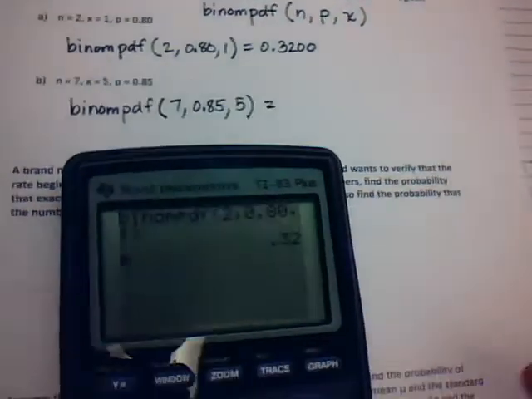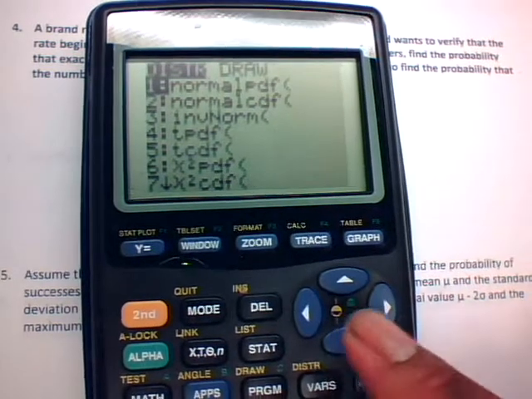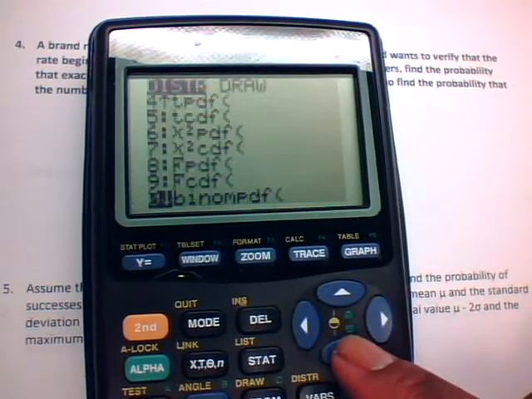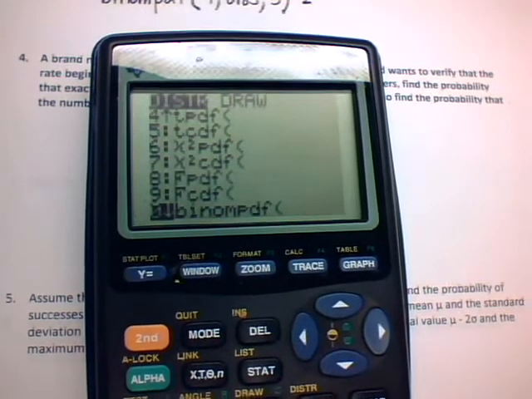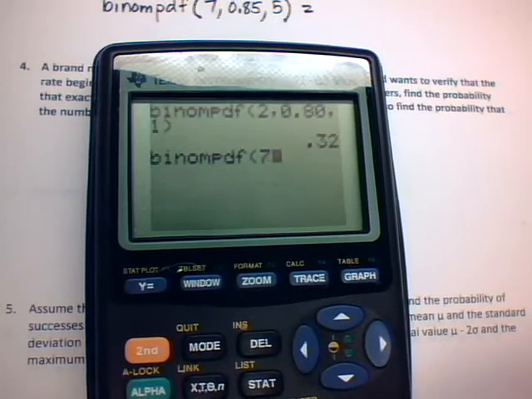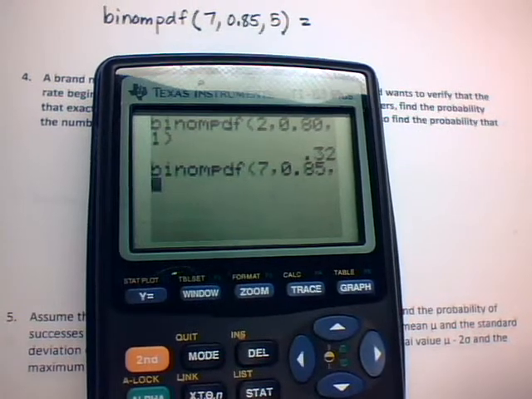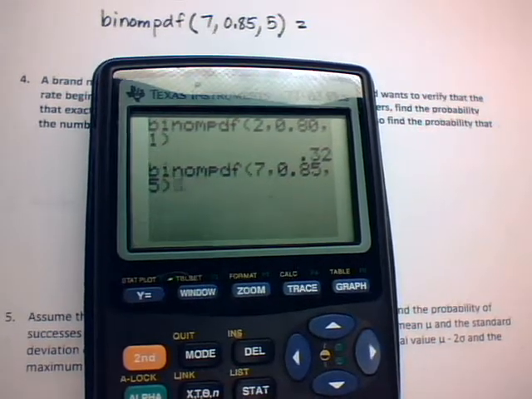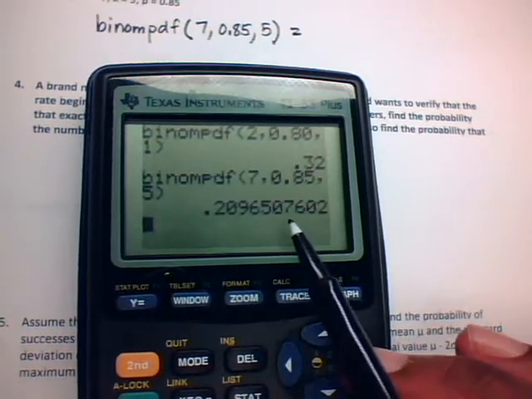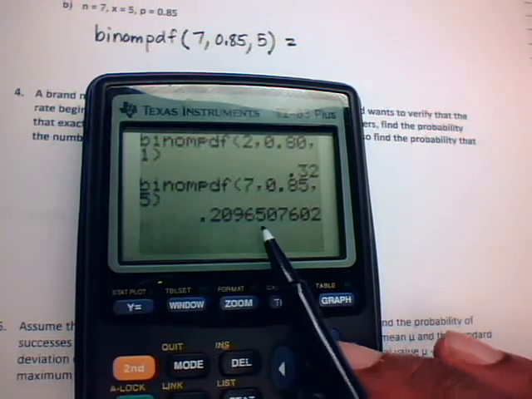Okay, so using a calculator, we press second and vars. Use our down arrow key to find binomial PDF, and then press enter. And then enter the n, which is 7, comma, 0.85, comma, 5. Close the parentheses, and then hit enter. And we're going to round to 4 decimal places. So here this will be 0.2097.